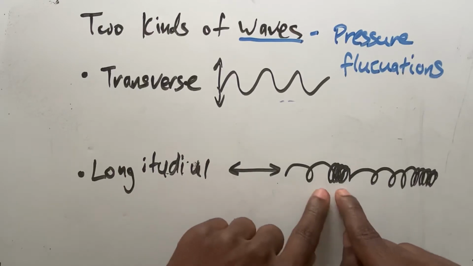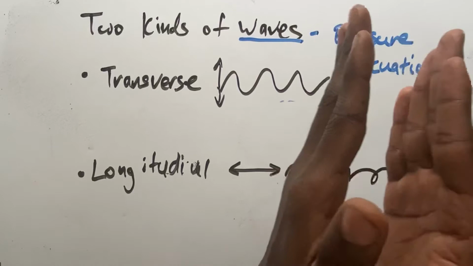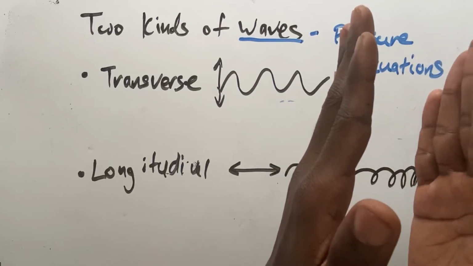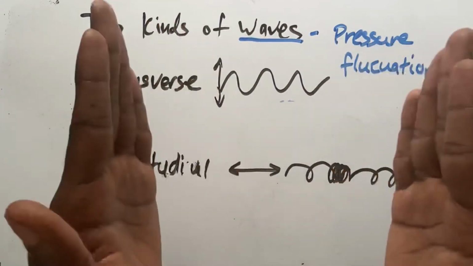So here, this part was kind of scrunched up. That would be where my hands are pushed close to each other. This part, when they're more spread out, and then here they get more scrunched up. So it's kind of going in and out like that.